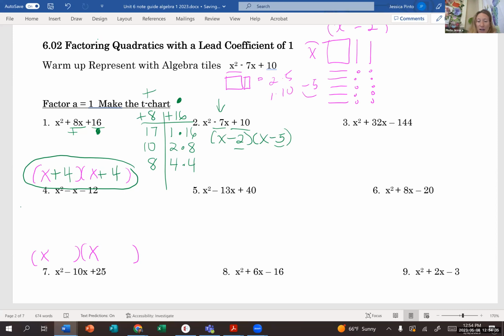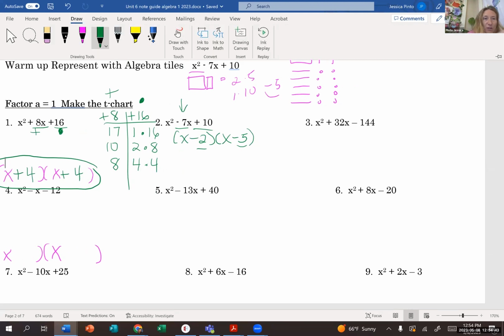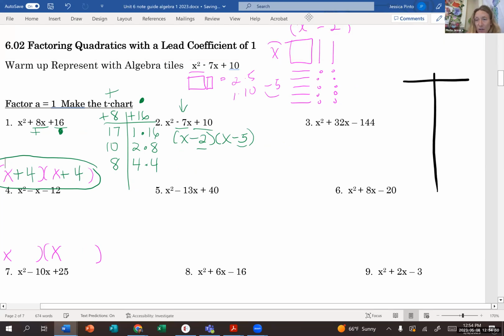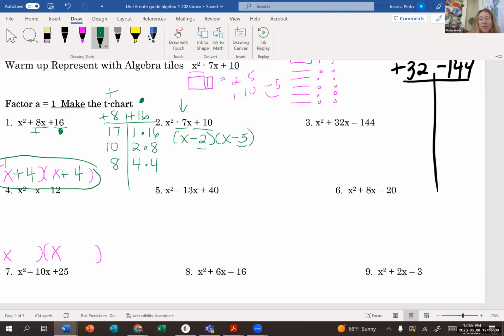All right. On number 3, we're going to get a good amount of practice setting up the chart. So we'll set it up with black. We're going to need quite a bit of space because 144 is a fairly big number. So here is my 32. I'm going to exaggerate it. It's a positive 32. And then this is a negative 144. And I'm going to put my multiply here and my plus here. So the plus and minus signs on the front, those are very important. Always list those. And then we're going to be systematic.